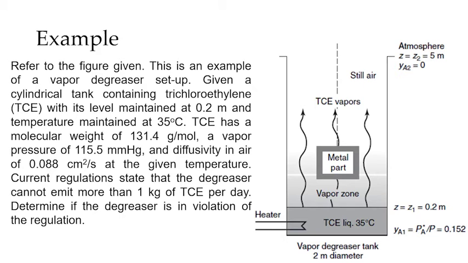If you take a look at our illustration of the degreaser tank, you have here your Z1, or the level of the liquid that is maintained constant at 0.2 meters. The liquid TCE is maintained at 35 degrees Celsius. And since our TCE vapor is being produced at this Z level, in which Z1 is equal to 0.2 meters, the TCE vapor has to diffuse through air that is stagnant in order for it to travel to the top of the drum. Okay? So we have here represented our second point, Z2.